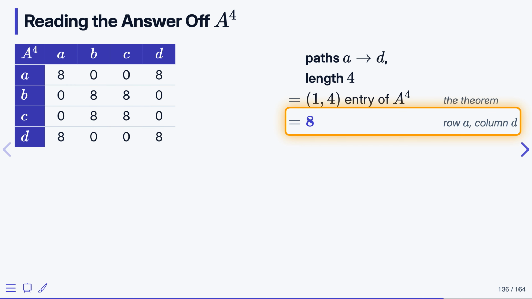Look at the pattern in the matrix. The zeros are not an accident. In 4 steps from A you can only land on A or D, never on B or C, because every step swaps you between the 2 sides.